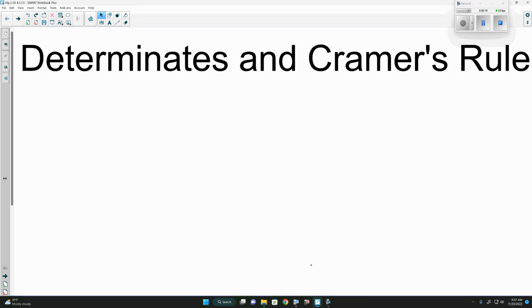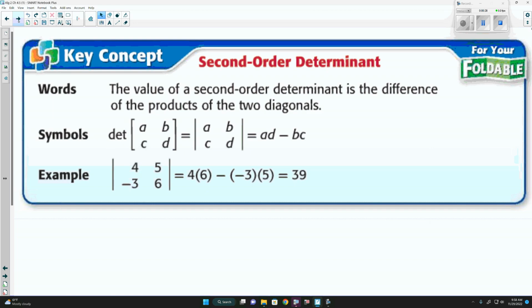Okay. What we're doing today is determinants, and we'll get to Cramer's rule tomorrow, but we'll talk about determinants today. Now, when we talk about a determinant of a matrix, one main thing is that the matrix itself has to be square. For us to be able to take a determinant, it has to be a square matrix. So the number of rows and number of columns have to be the same.